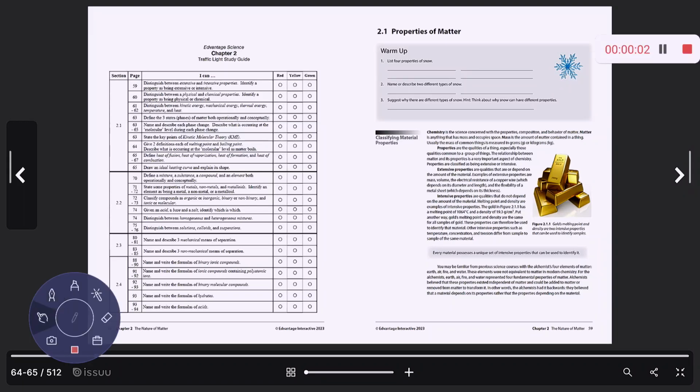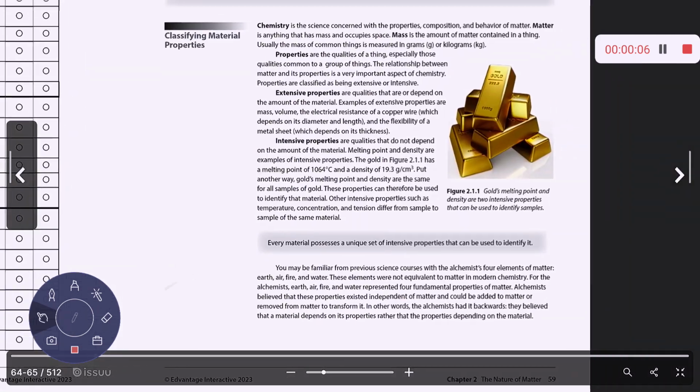Okay, I'm going to give you the overview. We'll make it through 2.1. I'm not so sure about 2.2.